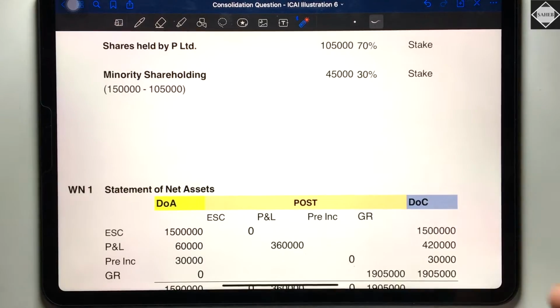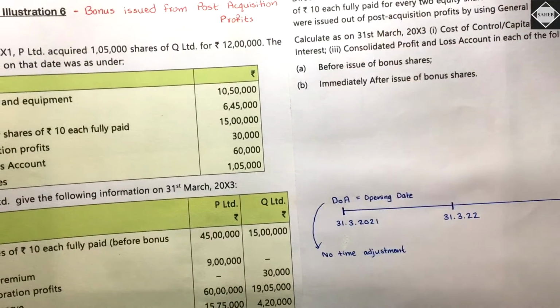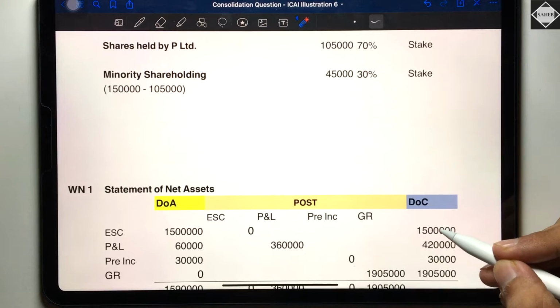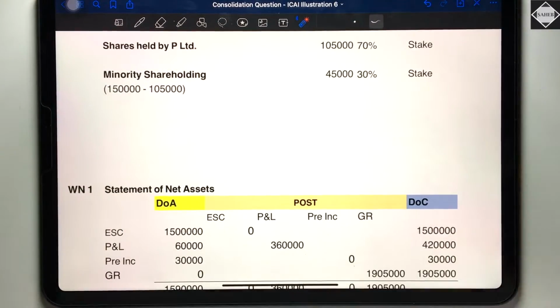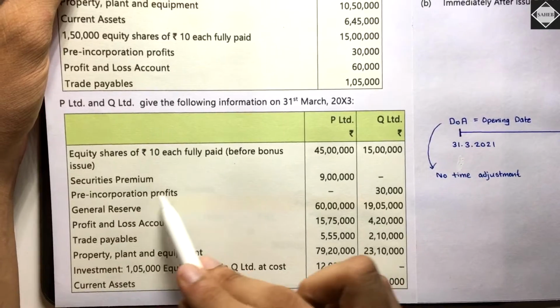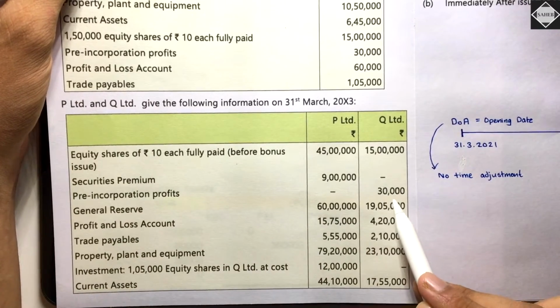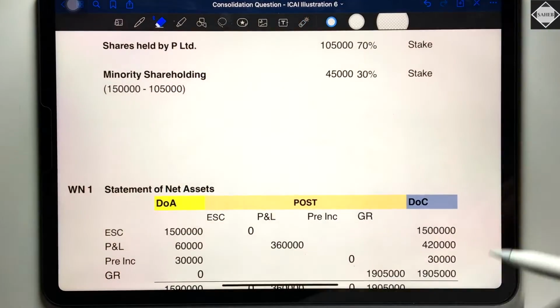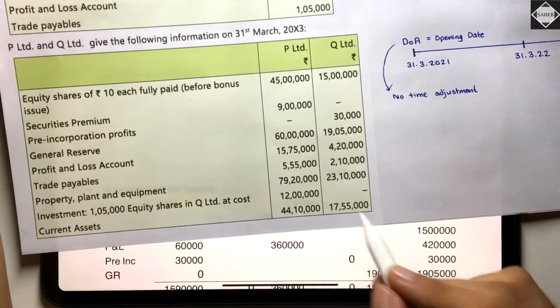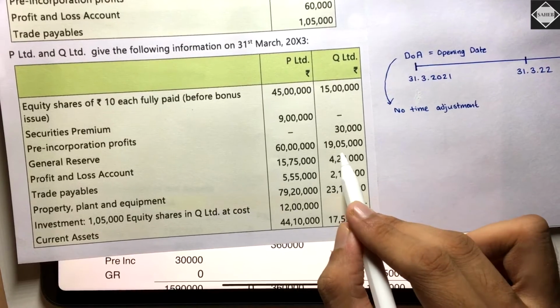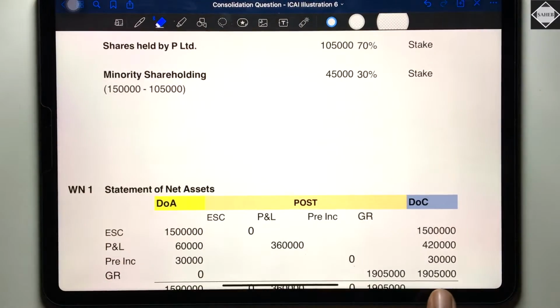But in this case, there is no bonus at all. So completely ignore that. Okay, so 15 lakh. And then P&L, how much is the P&L balance? 4,20,000 on date of consolidation. So take that, 4,20,000. And then pre-incorporation profits is 30,000, same only. And then GR, general reserve, has become how much? From 0 to 19,05,000. So just take that, 19,05,000.